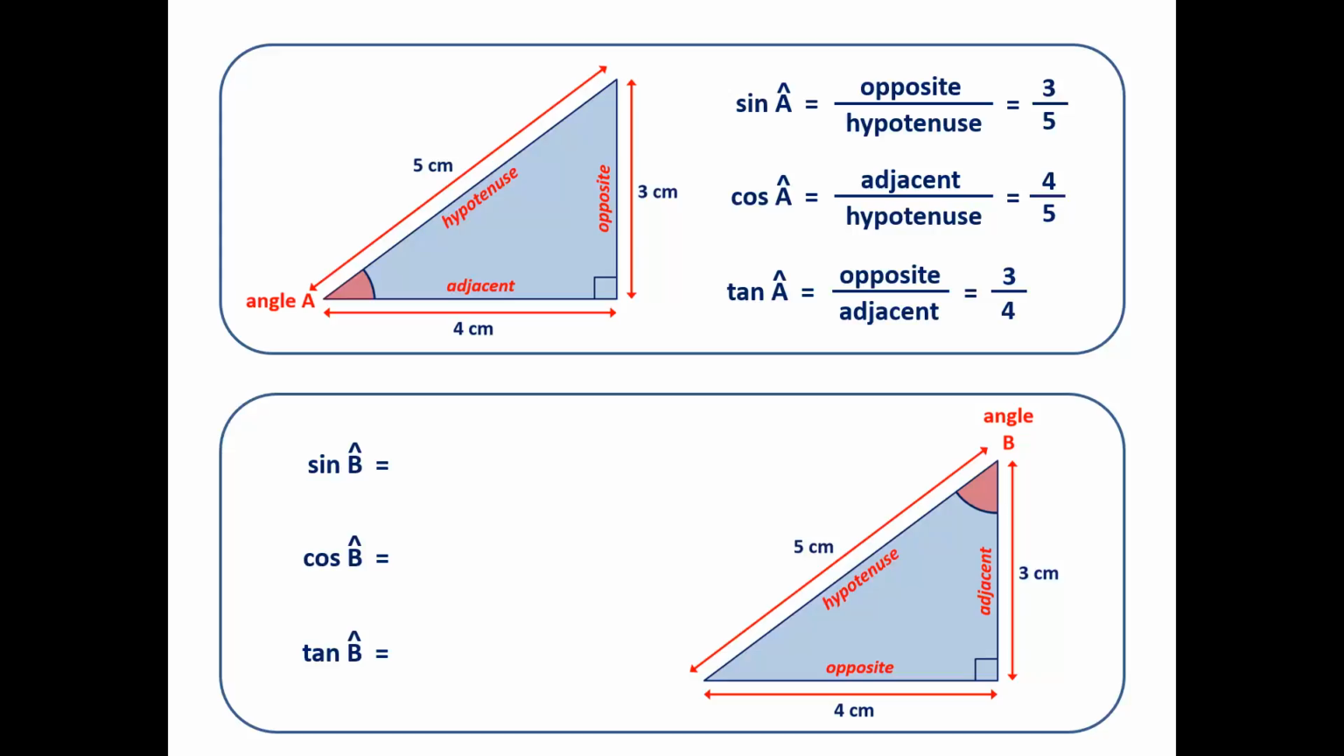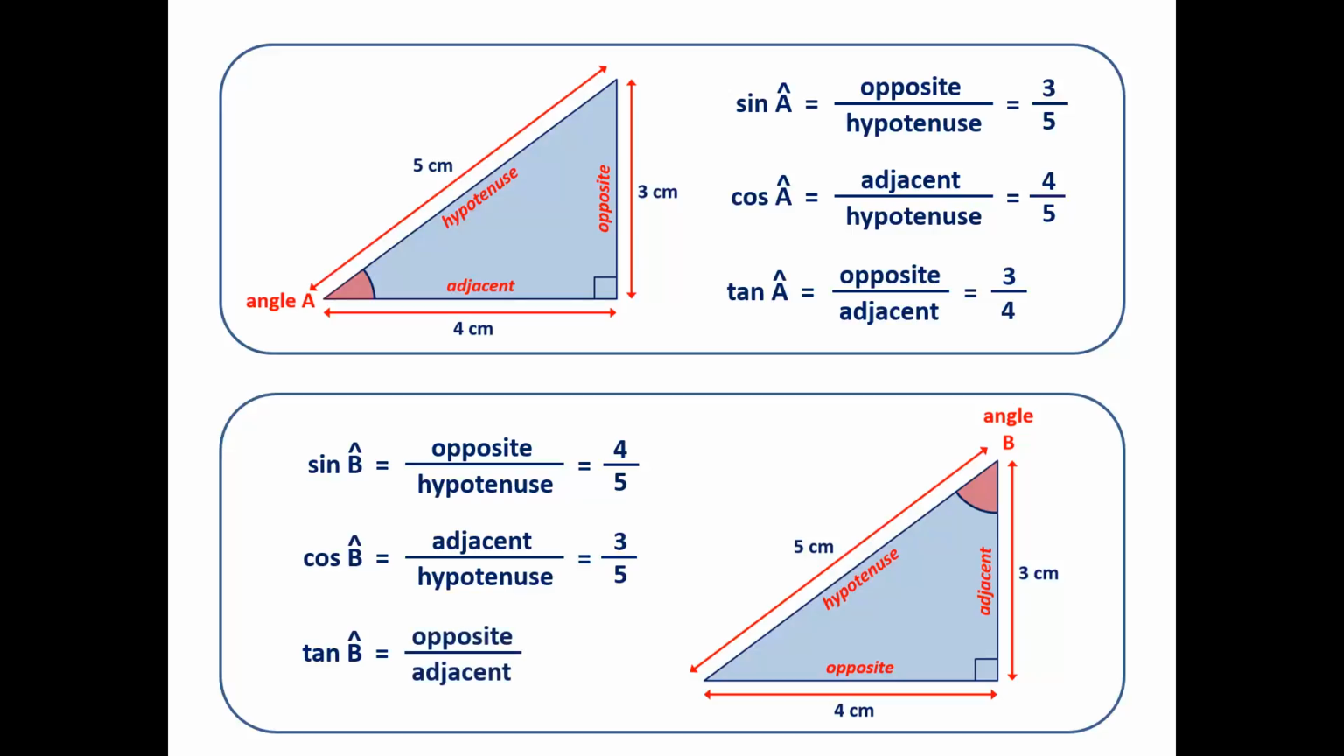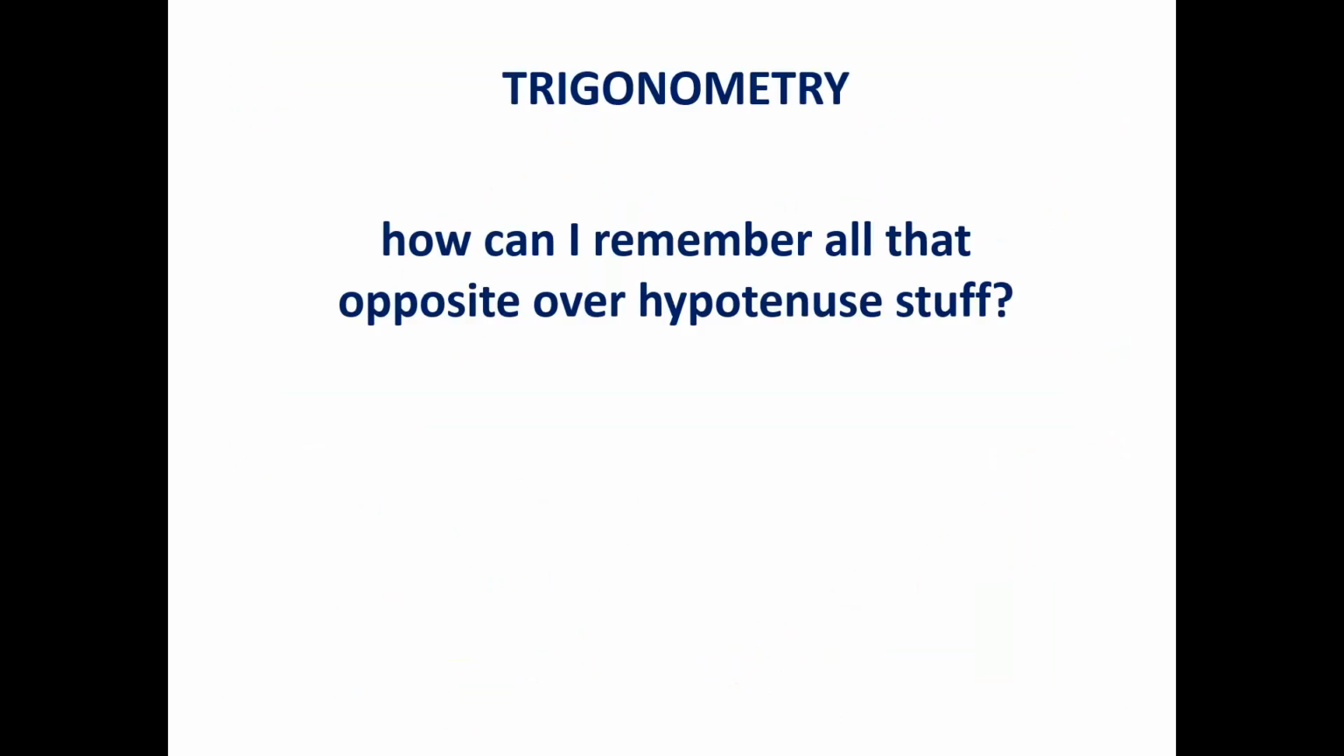Okay, so let's have a look how we got on. Sine B, sine is opposite over hypotenuse, so that means that sine B must be 4/5. Cos is adjacent divided by hypotenuse, so in this case that's 3/5. And tan B is opposite over adjacent, and that is 4/3. Okay, so that's how we identify the sides and we use those trig ratios.